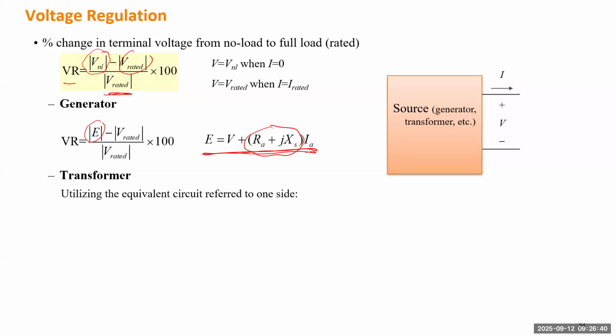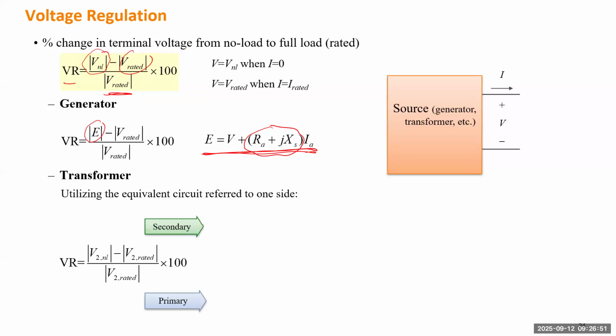For a transformer, we can also use a similar concept to evaluate the quality of a transformer behaving as a source. But we need to utilize the equivalent circuit referred to one side. So for a transformer, based on the original definition, because we're going to use the secondary side voltage to connect to a load, that secondary side voltage at rated value will be the V rated, and the source voltage will be the secondary side voltage when you open the circuit. That's the source voltage, divided by the rated voltage.